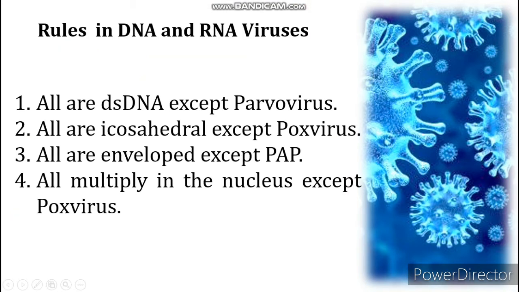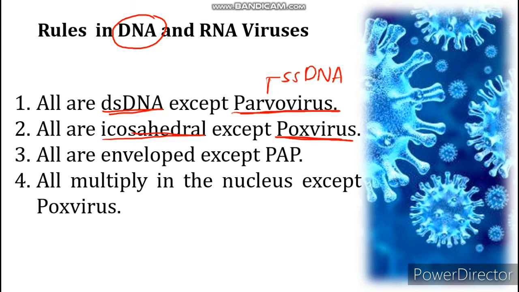Now, there are several rules that you have to follow or remember in DNA and RNA viruses. So, first one sa DNA muna tayo. All are double-stranded DNA except your parvovirus. Okay? Because your parvovirus is a single-stranded DNA. Next, number 2. All are icosahedral in shape except your Poxvirus. Because your Poxvirus has a shape of box or brick or oval.